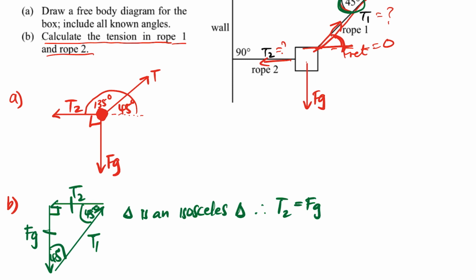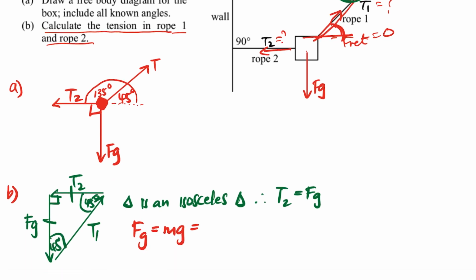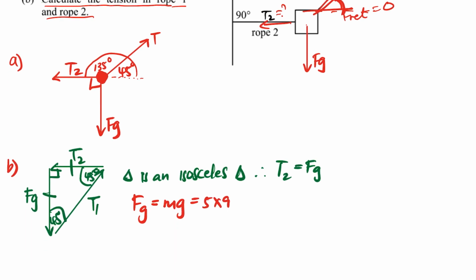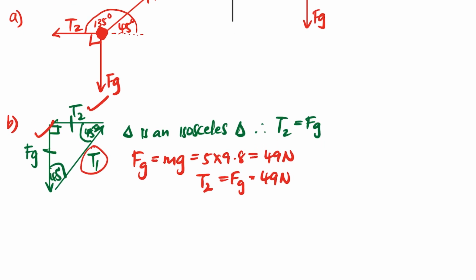So we have to calculate the gravitational force, which is Fg equal to mg. The mass is 5 kg, so it's going to be 5 times 9.8, which is 49 newtons. Therefore T2 is equal to Fg, which is 49 newtons. So if we have this side and this side, we can find this side, which is the longer side, T1.